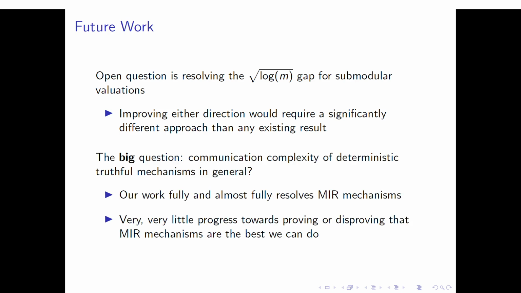Aside from that, there is still the big open question, which is, can we get similar results for deterministic truthful mechanisms in general? We can conjecture that MIR mechanisms are the best we can do deterministically, and there's some evidence to suggest that. If that's the case, then our work almost resolves the matter. But there's very, very little progress in proving or disproving this conjecture. So solving that would be really amazing.